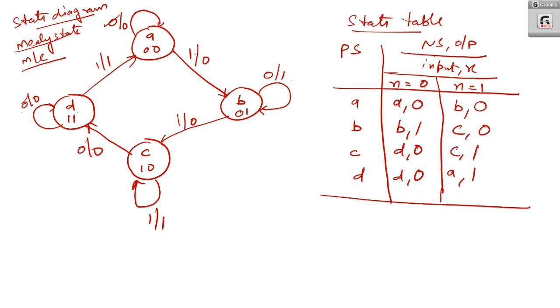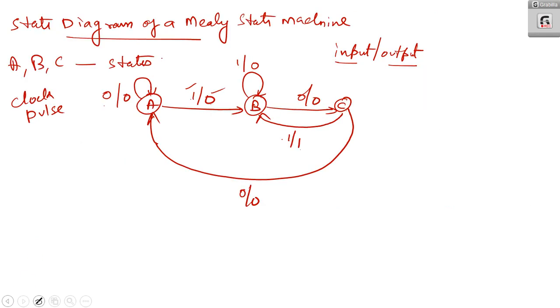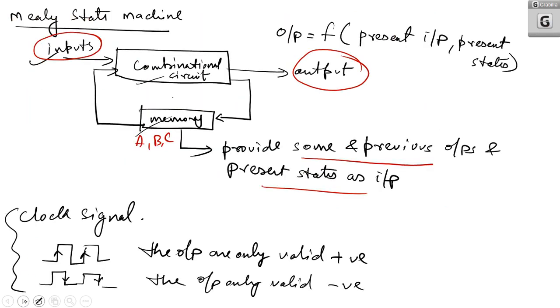This is the state table of the Mealy model. Okay. Now you got some concept about this Mealy machine. In a Mealy machine, you are having input, output, and states. Initially I am defining the states A, B, and C, and depending on what is the input, the output is being generated.